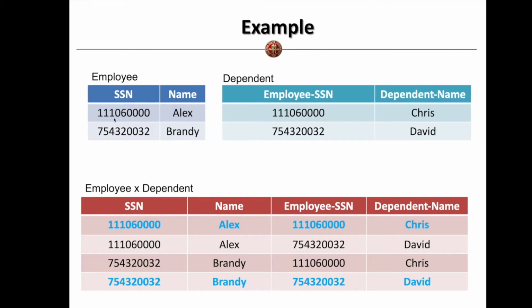In other words, for the Alex record, we have copies here, and the Alex record we need to combine with both Chris and David, right? Here we have Alex combined with Chris, Alex combined with David as shown in the second row. And we also have to combine Brandy with Chris and Brandy with David as shown at the bottom. Alright. So you see the output table will be very huge if we have more attributes and more data tuples.